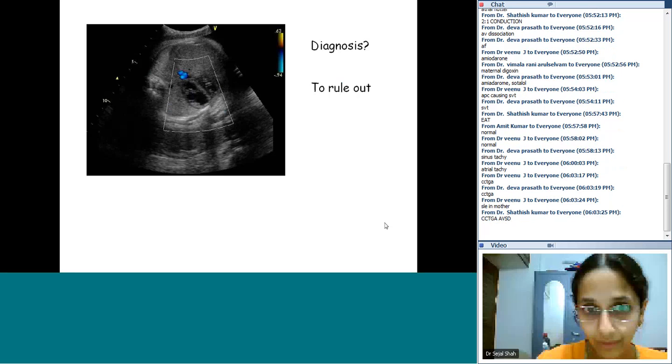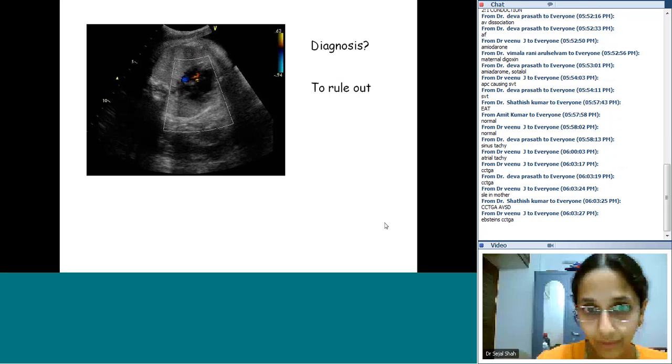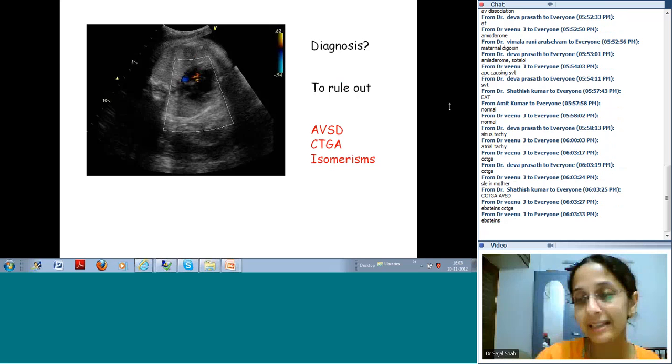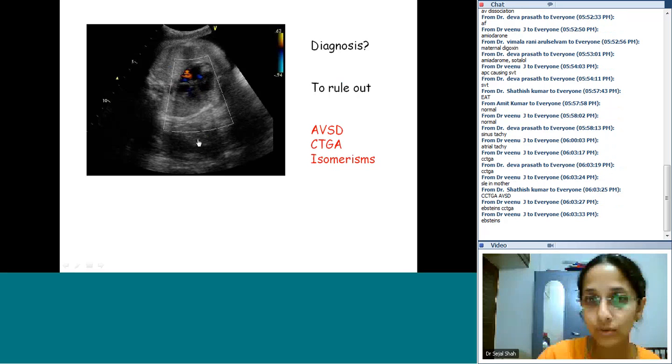Atrioventricular septal defect, SLE in mother, correct. Getting lots of answers. Corrected transposition, SLE, AVSD, and isomerism. You can have heterotaxy syndrome with complete heart block. And it's important for us to know that when it is associated with structural heart disease, in contrast to isolated complete heart block, the prognosis is not good.